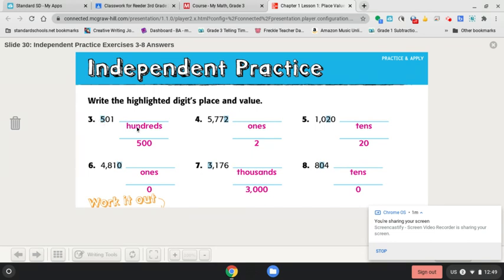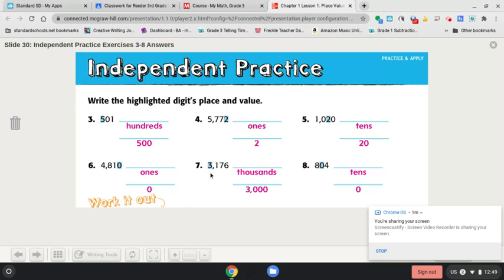So like I said, 5 was the hundreds, 500. The place is ones, the value is 2. And the number 1020, you have 2 tens, so that's the tens place, and 2 tens is 20. That's the value. And the number 4,810, your 0 is in the ones place, but the value is 0.